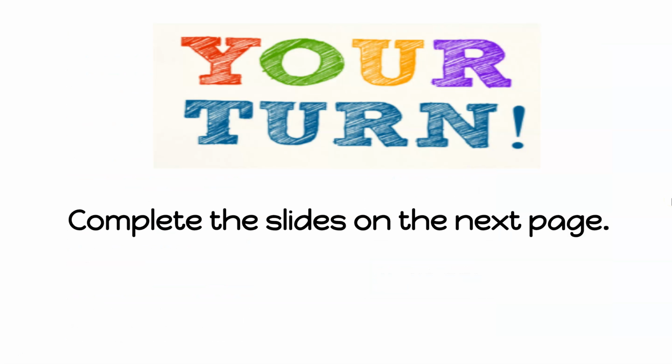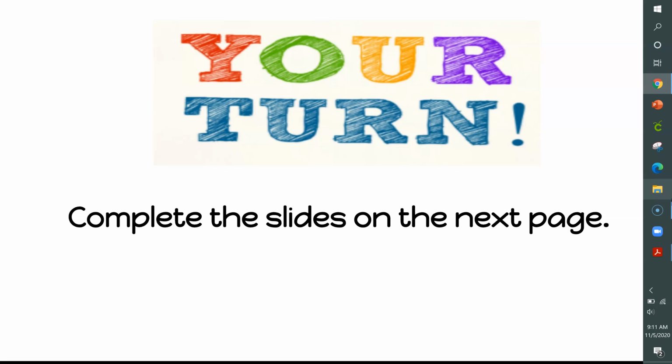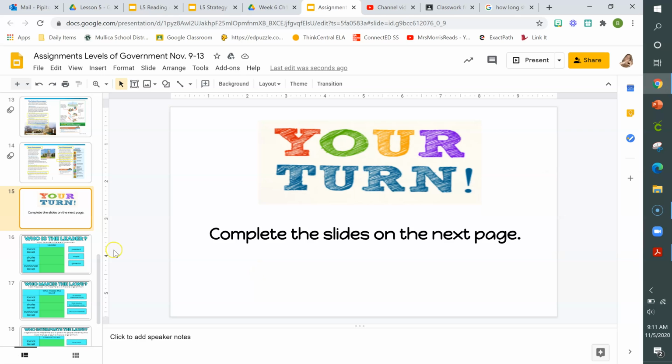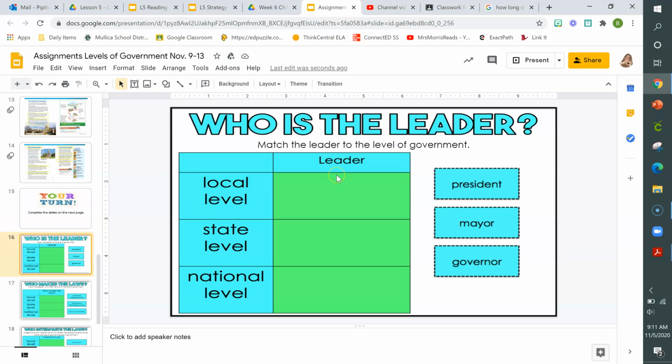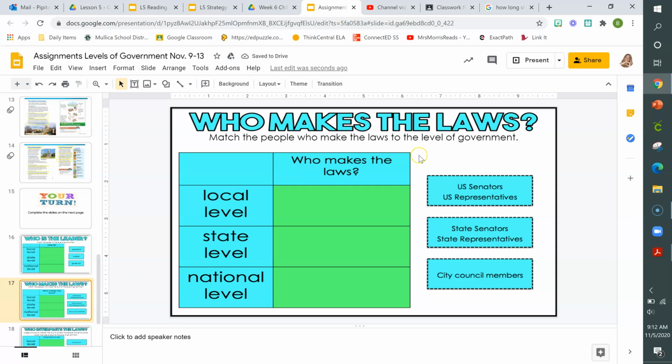Boys and girls, it is now your turn. There are some activities for you to complete on the slides following this. Your first slide is, who is the leader? At the local, state, and national level, you're just going to click and drag the blue boxes into the correct location. Then you will show who makes the laws at the local, state, and national level. Remember, just click and drag the boxes into the correct spot.